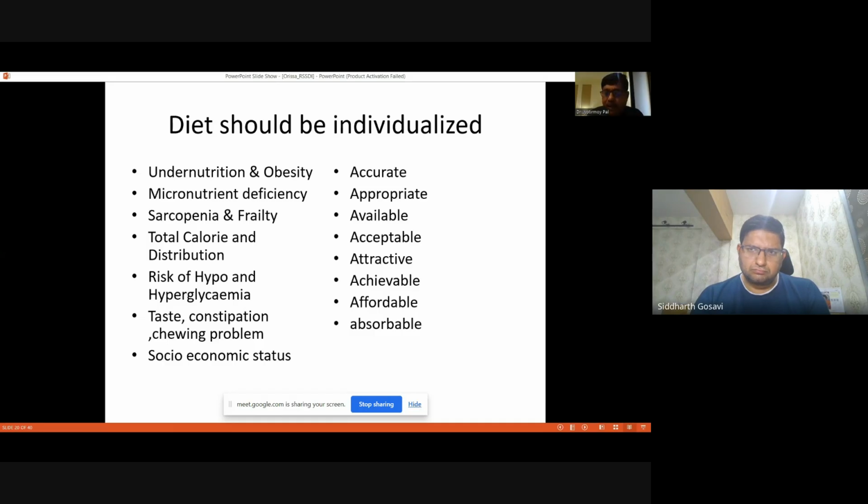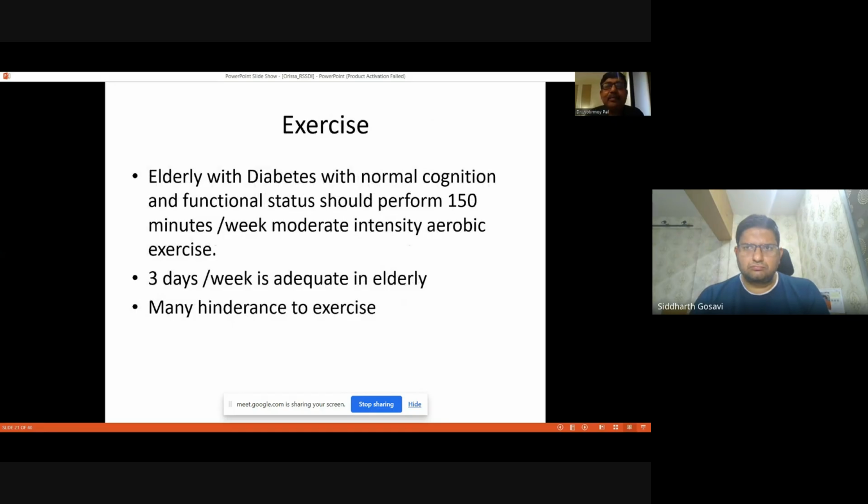So you have to prevent undernutrition, obesity, sarcopenia, and frailty. Consider total calories, risk of hypoglycemia, taste, constipation, and chewing. All these factors are to be kept in mind when you are advocating the diet. Exercise is very important for the elderly.